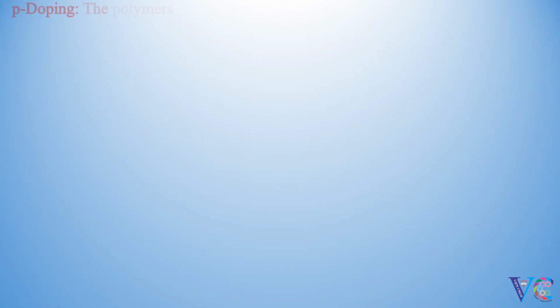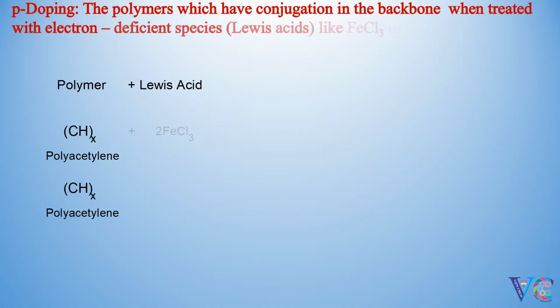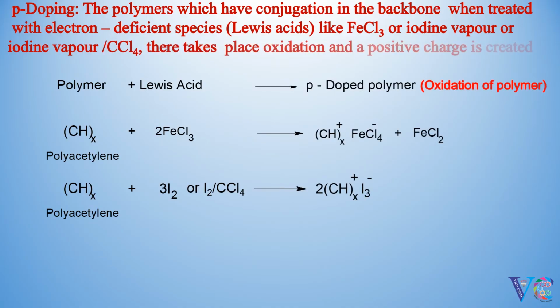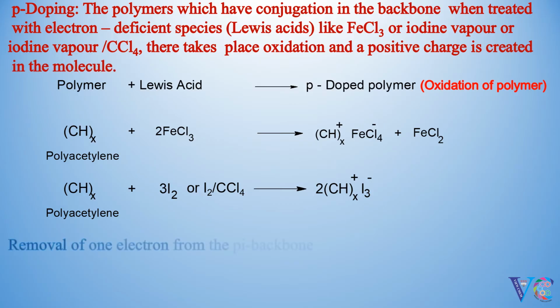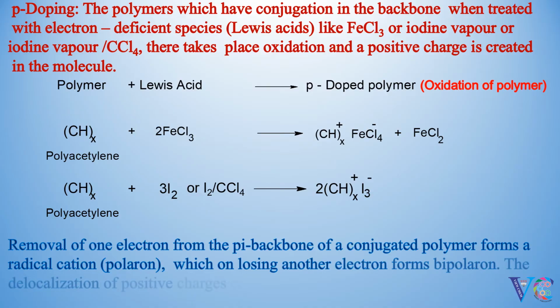P-doping: the polymer, which has conjugation in the backbone, when treated with electron-deficient species, that is, Lewis acids, like FeCl3, or iodine vapor in CCl4, undergoes oxidation, and a positive charge is created in the molecule. Removal of one electron from the pi backbone of a conjugated polymer forms a radical cation, that is, polaron, which, on losing another electron, forms bipolaron. The delocalization of positive charges causes electrical conduction.